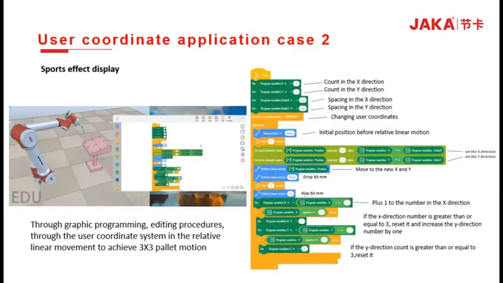First, set the tray X count to 0. Set the count in the Y direction to 0. Set the distance between the pallet in the X direction to 120 mm and the distance between the pallet in the Y direction to 120 mm. We set the user coordinate just created and set the initial position. Let's play the video.